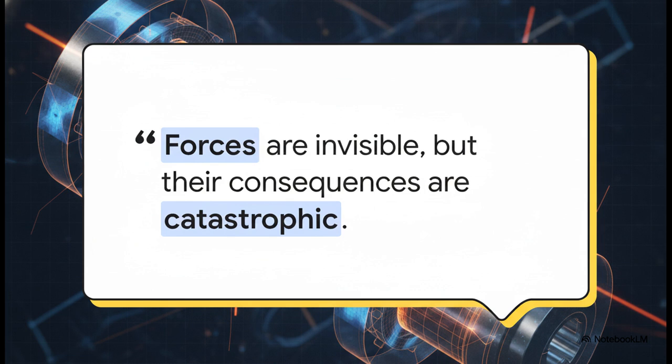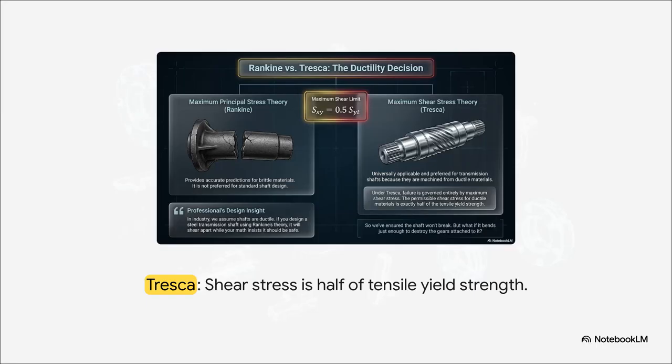That hits the nail on the head, right? It frames our equations not as boring academic exercises, but as literal, physical defense mechanisms. So to predict exactly when a break will happen under these crazy combined loads, we look to failure theories. Because transmission shafts are machined from ductile metals, we rely heavily on Tresca's maximum shear stress theory, rather than Rankine's.